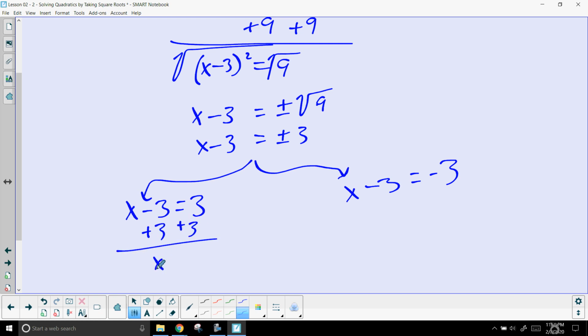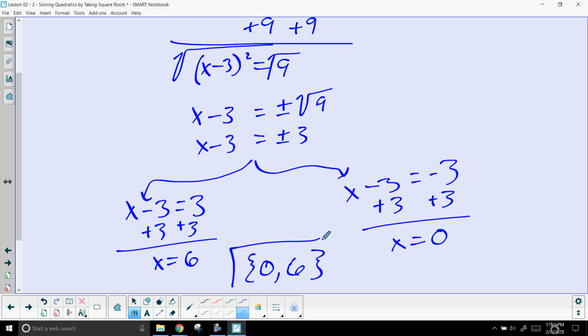Add 3 to both sides. You get x equaling 0. So our answers are 0 and 6. Fancy bracket, fancy bracket. Okay. I like using the square roots because I just find them to be easier.